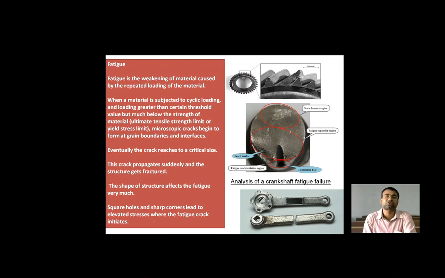So the shape of the structure affects fatigue very much, and a square hole and sharp corner lead to elevated stress where the fatigue crack is initiated. As well, it needs to be taken care of in the welding of two materials, where the joining of the materials takes place and where cyclic loading is applied. At that joining of the materials, at the welding portion, the chance of fatigue is very high. So during welding, precautions need to be taken to manage fatigue in the material.